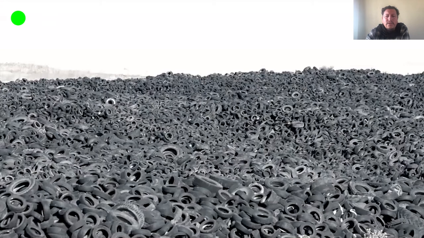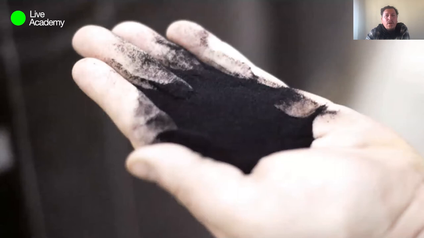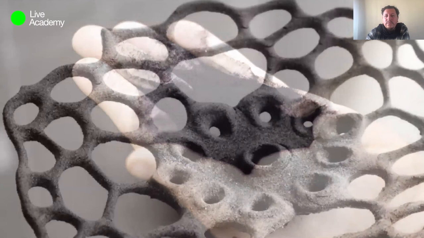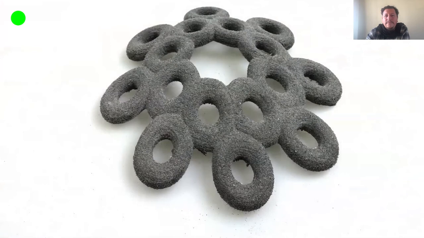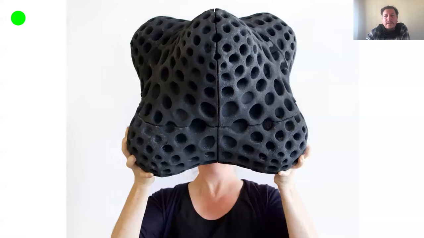So we collaborated with a company that pulverized tires by cryogenically freezing them, basically dipping them in liquid nitrogen and pulverizing them into a powder. So we've taken that powder and we've developed a 3D printable material using that powder. And so these are some of our early experiments of that. This is one of the largest objects that we created, called the rubber poof, which is now part of the collection at the San Francisco Museum of Modern Art.